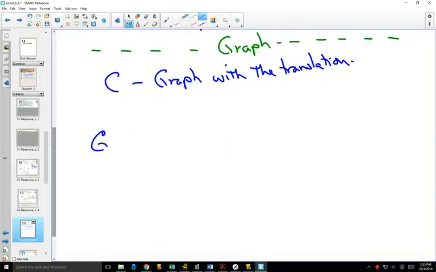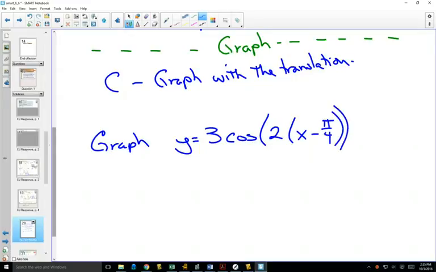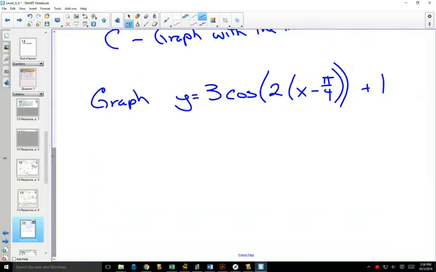Okay, so let's graph y equals 3 cos 2x minus pi over 4 plus 1. So this is in the proper form. Our horizontal compression is already factored out, so we don't have to worry about that. So when we're going through our graph and we go to graph this, the first thing we're going to start with is our d value.